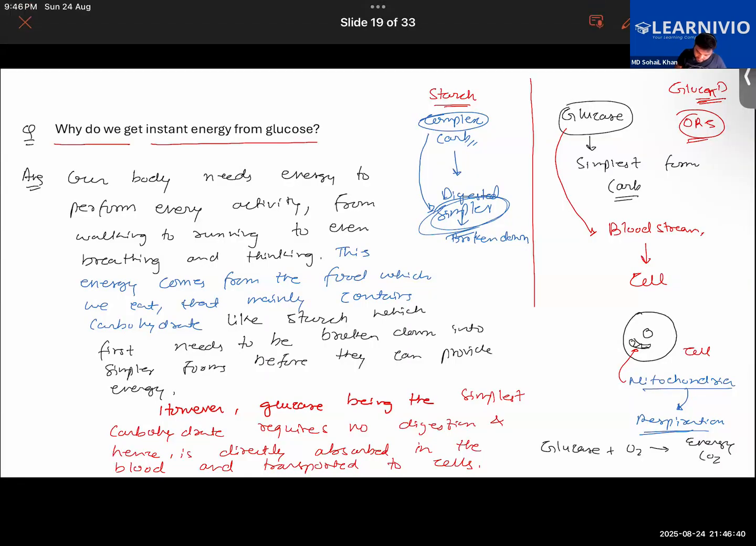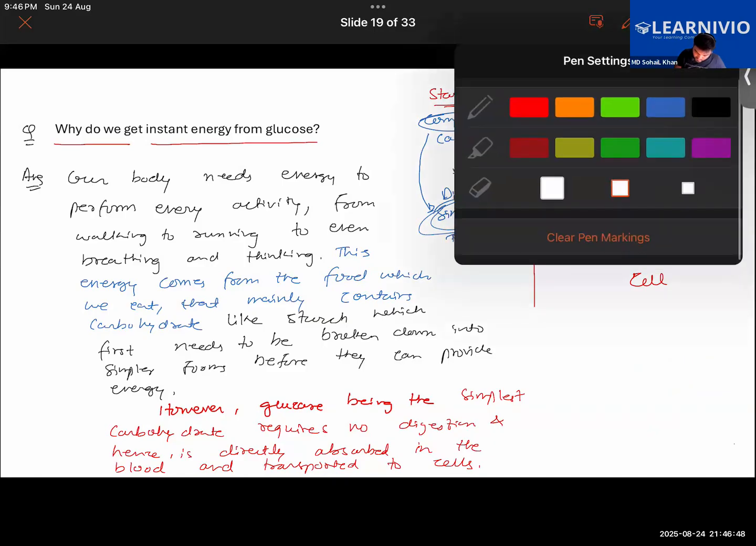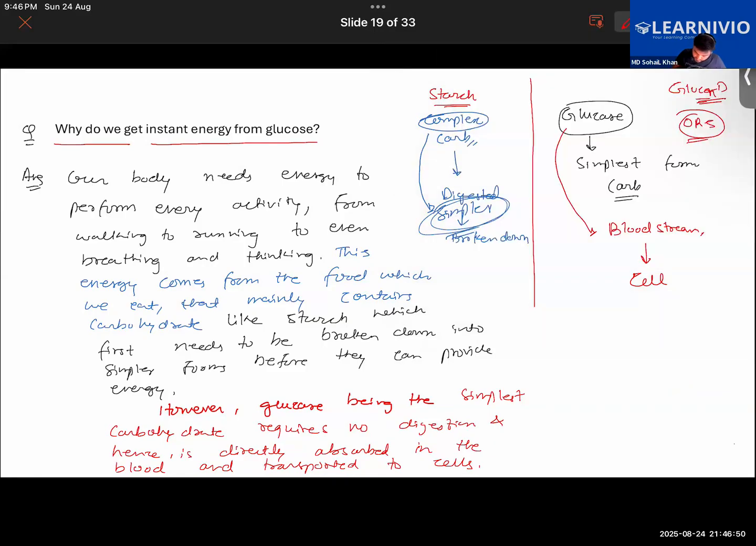I'll be writing the remaining part over here. Let me erase this first. Transported to cells to release energy. So that will be the answer to this question. Is that clear to everyone? Yes, sir. Okay.